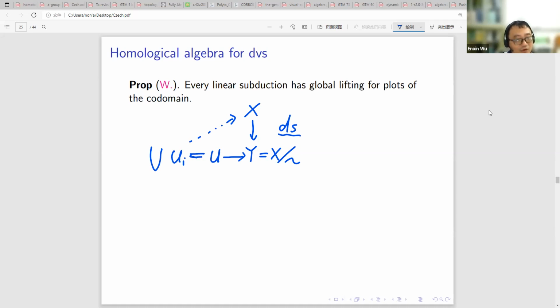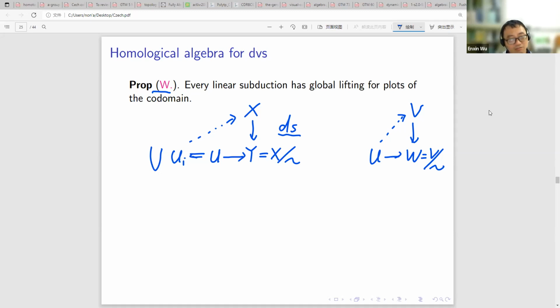Okay, but for diffeological vector spaces, the thing is much better. So if this is a diffeological vector space, then you can have a global lifting. You don't need the sheafification anymore. So this is what this proposition says. This is my result.